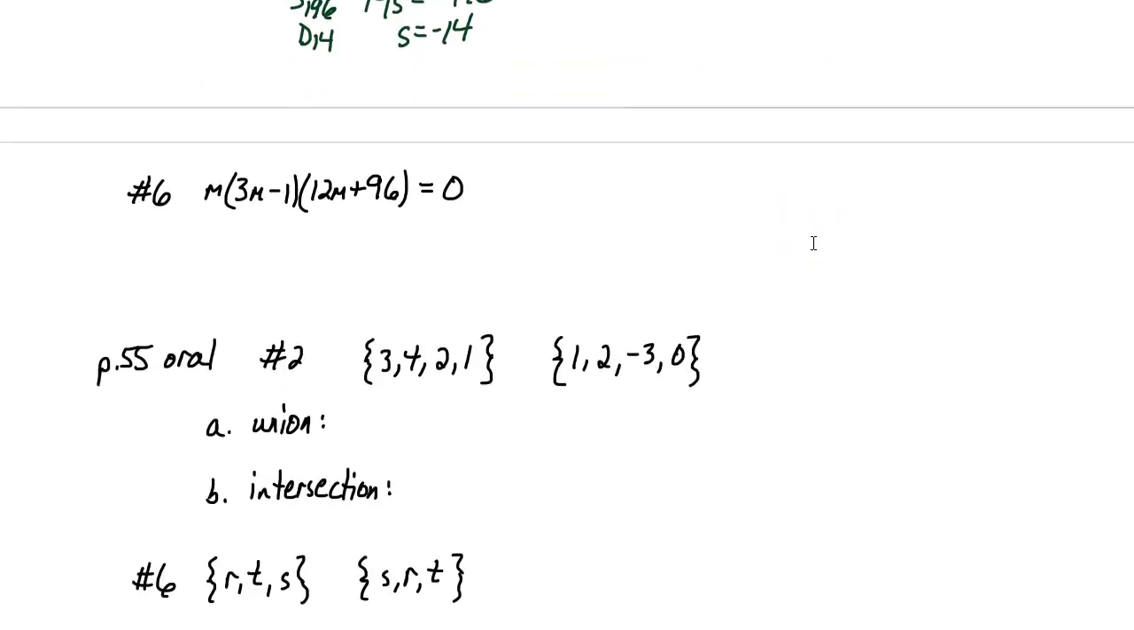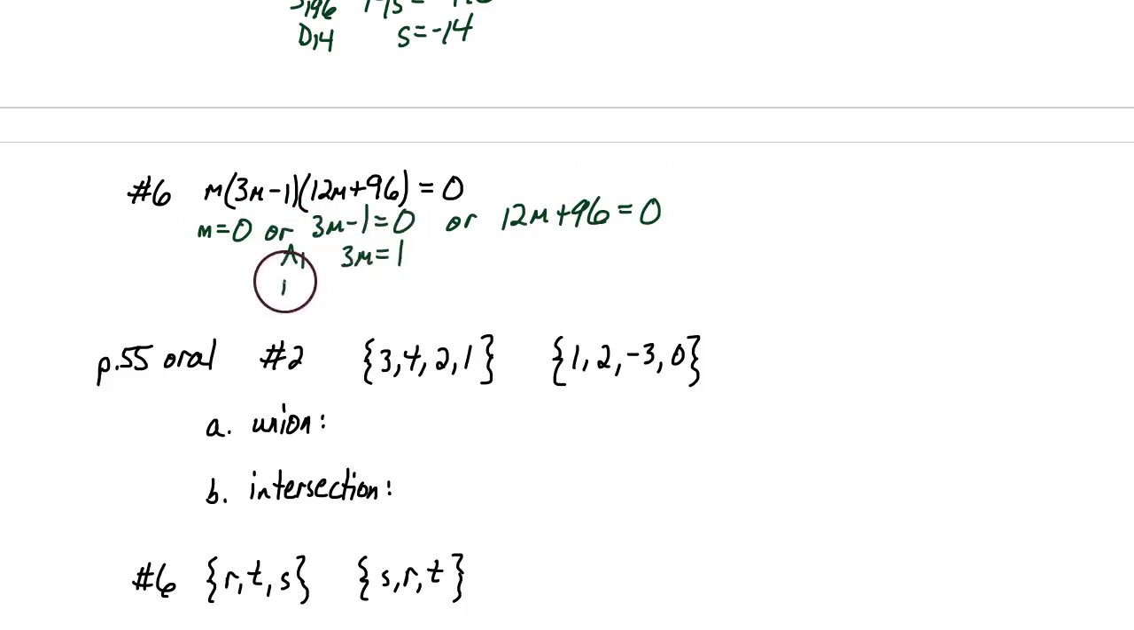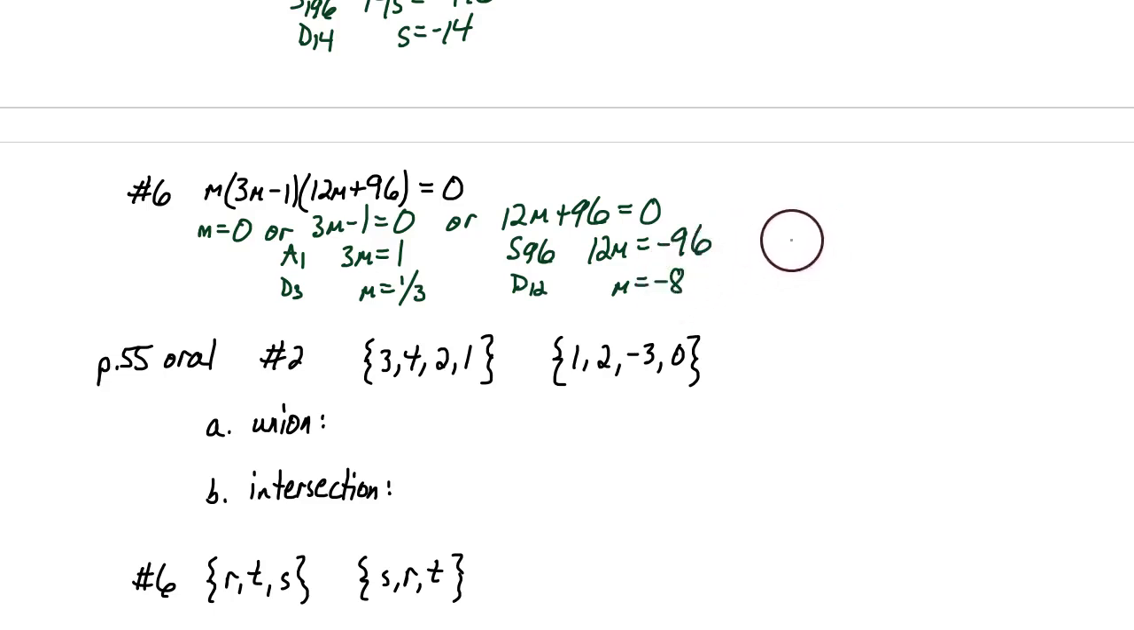Number 6 has the same pattern of things multiplied together, and there's a 0 on one side of the equation. So write m equals 0, or 3m minus 1 equals 0, or 12m plus 96 equals 0. And then solve each of the pieces. First one is already solved. Here in the middle, we would first add 1. And then divide by 3 to get 1/3. Over here, we would first subtract 96 and then divide by 12 to get -8. So the answer for m is m equals 0 or 1/3 or -8.